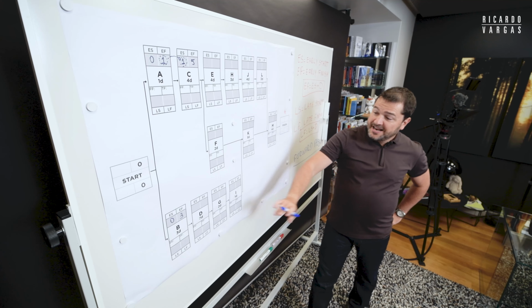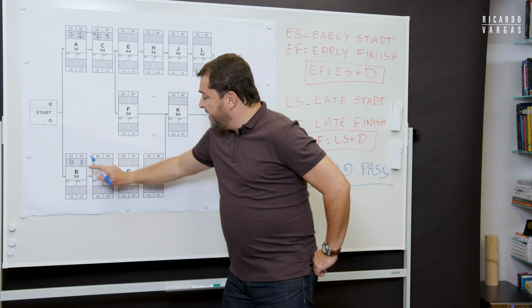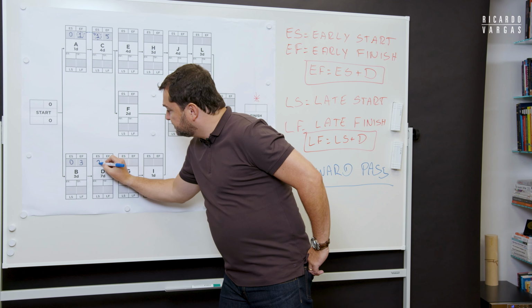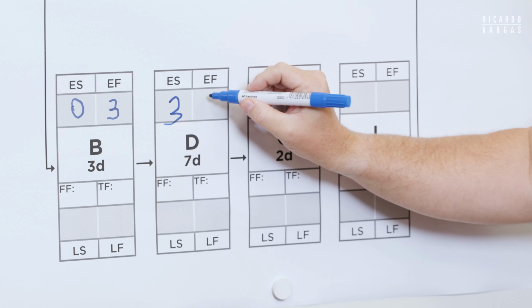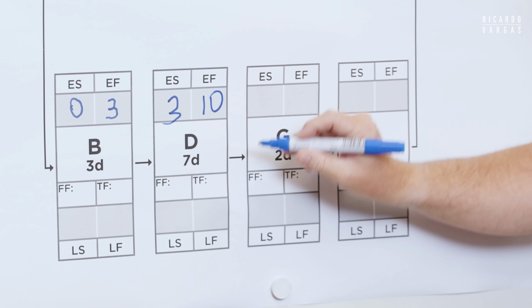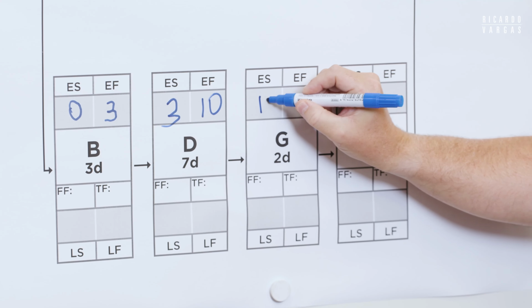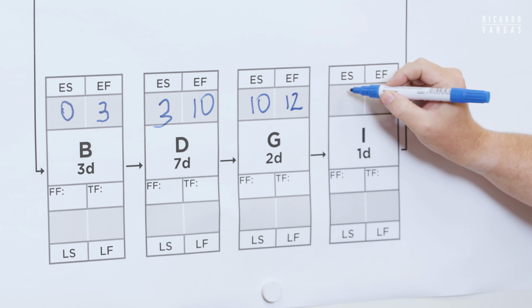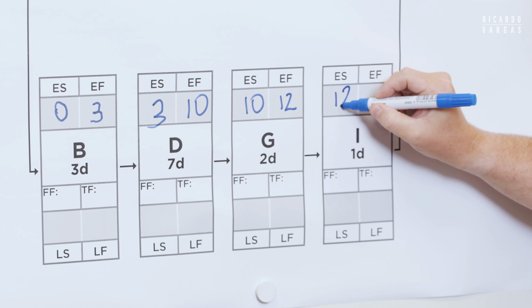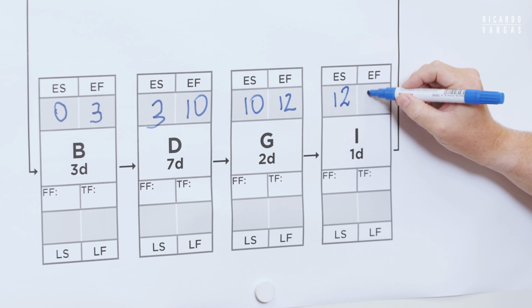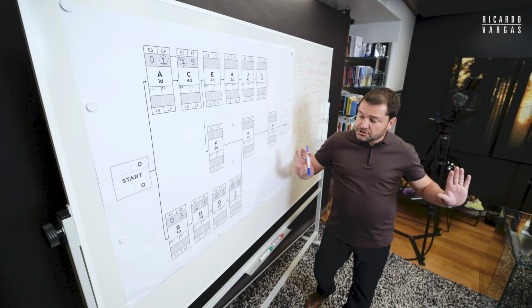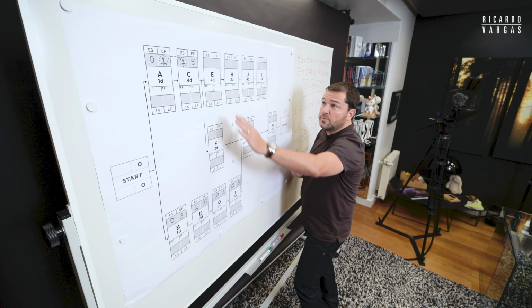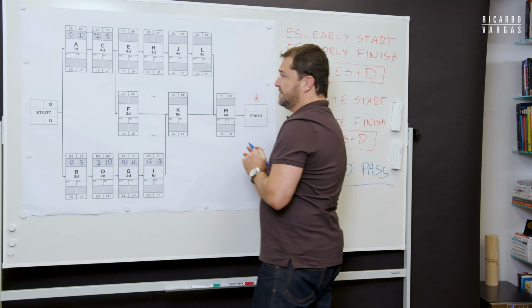Okay, let's go here. 3 comes here on D. 3 plus 7 is 10. 10 comes here. 10 plus 2, 12. Then 12 comes here. 12 plus 1, 13. Let's stop. Okay, we did this and we did these two initial ones.